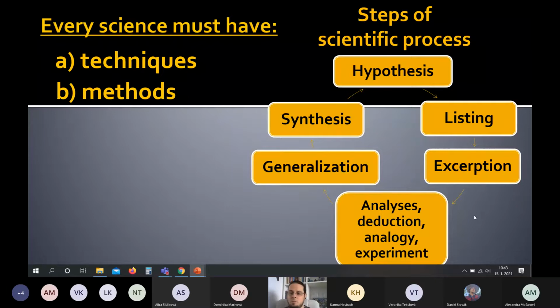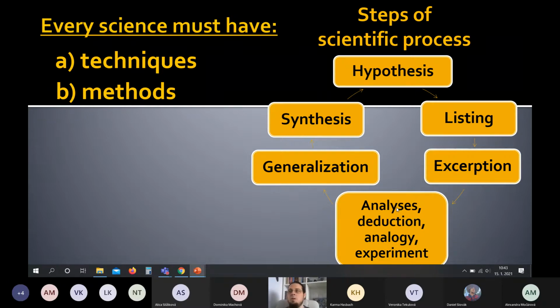So at that moment, you need to try out whether the facts that you excerpted, or maybe realized or created, can work, whether they are true for history. In that case, you have to use other techniques that we have here, which is analysis, which is deduction, which is analogy or experiment. And these are not only techniques, but they are also methods that you use. Čiže metóda analýzy, dedukcie, analogy, you can actually find them.